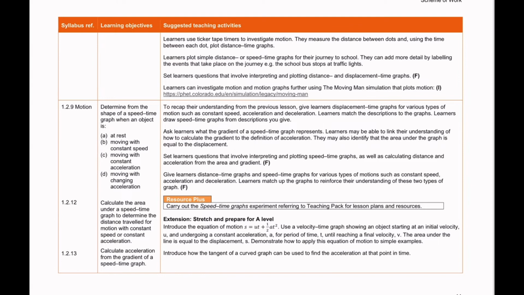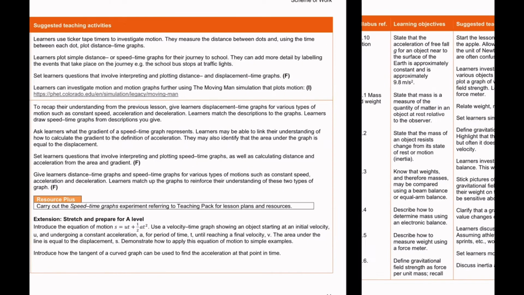Key concept 1.2.9 Motion. Learning objectives. Determine from the shape of a speed time graph when an object is at: A, rest; B, moving with constant speed; C, moving with constant acceleration; D, moving with changing acceleration. Calculate the area under a speed time graph to determine the distance traveled for motion with constant speed or constant acceleration. Calculate acceleration from the gradient of a speed time graph.